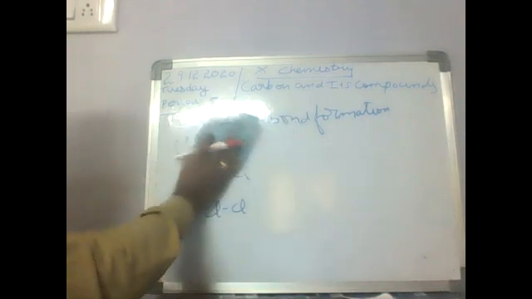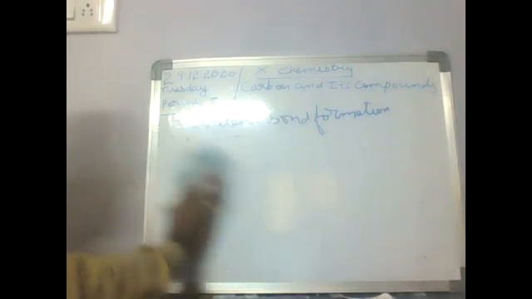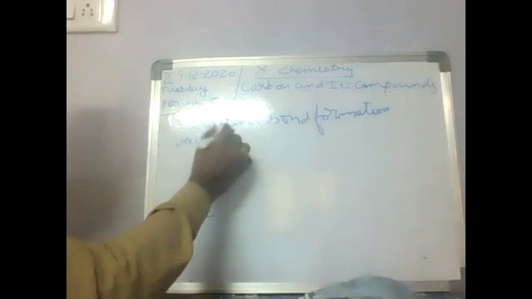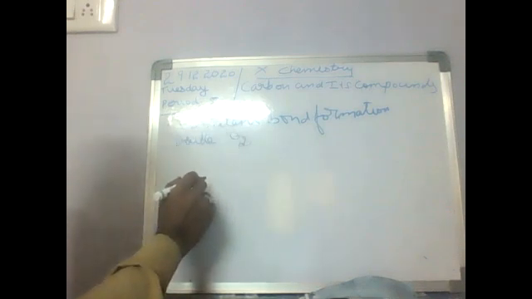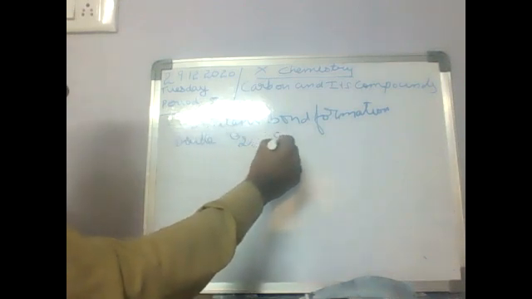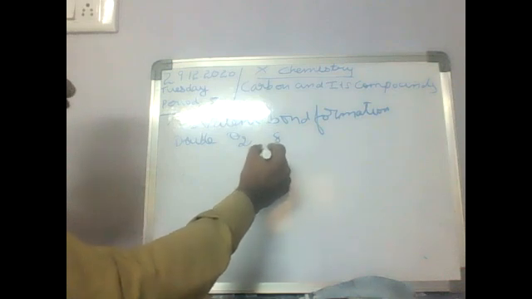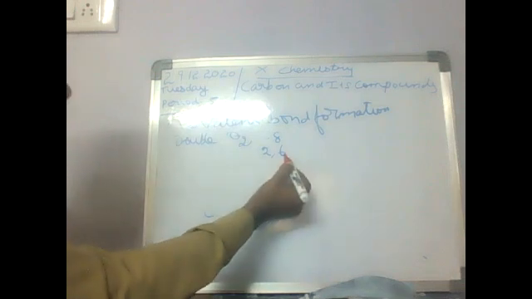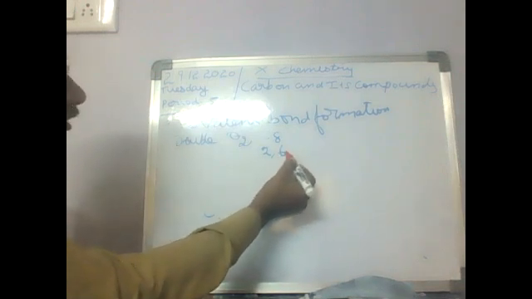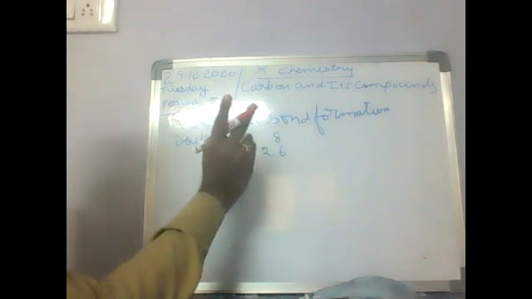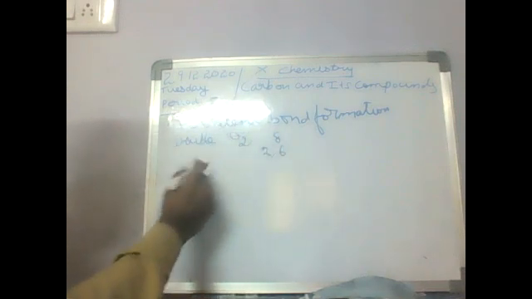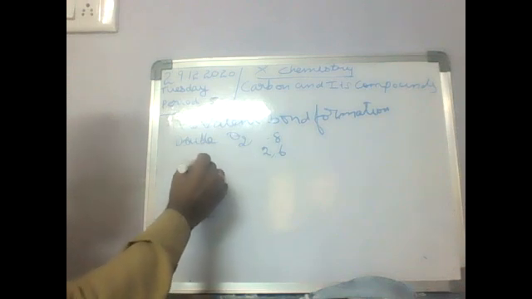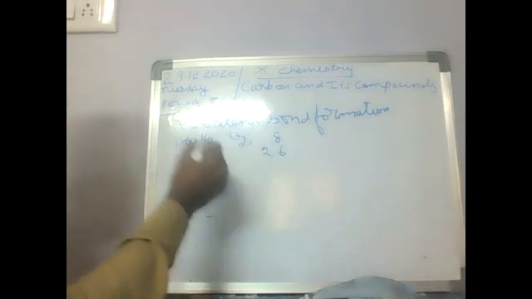Now we can see double covalent bond formation. For double, you can take oxygen, O2. The atomic number of oxygen is 8. Electronic configuration is 2, 6. So how many electrons does it require to complete the octet? It requires 2 electrons to complete the octet. So I put the oxygen like this, because of the diatomic molecule, 1, 2, 3, 4, 5, 6.